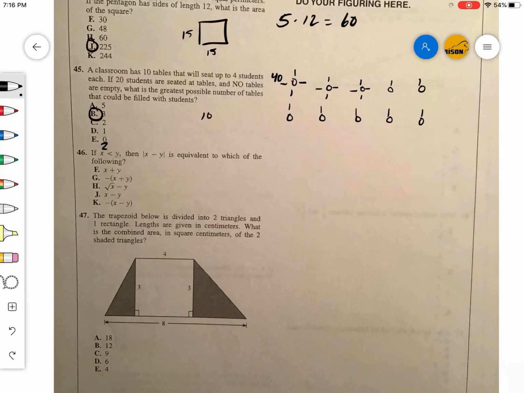Oh shoot, I wrote y. X is 2 and y is 3. So this would be 2 minus 3, which is negative 1. Okay, so let's just see if something in here might work out to give us that.